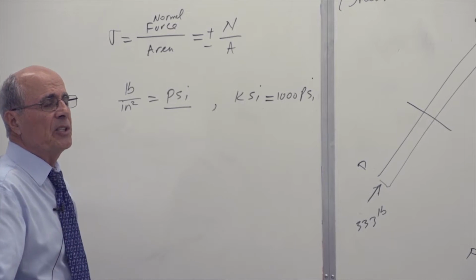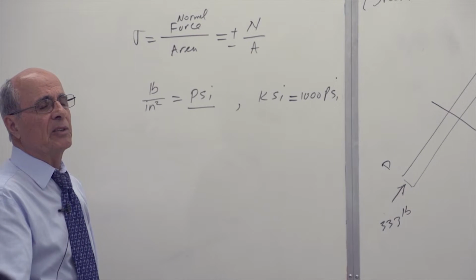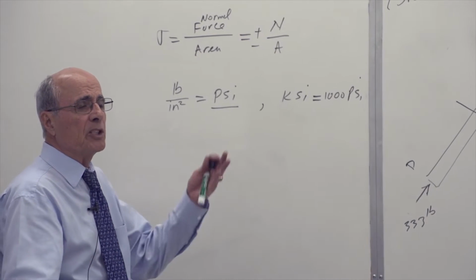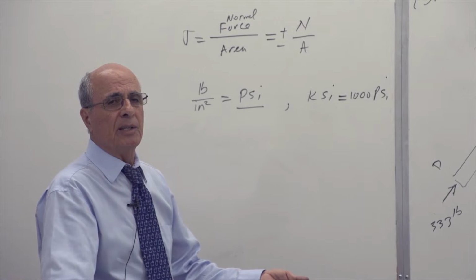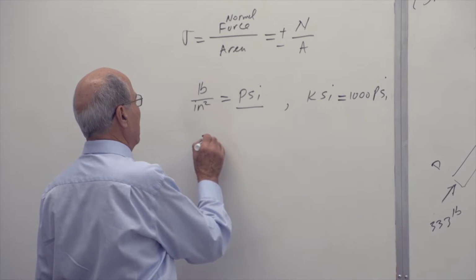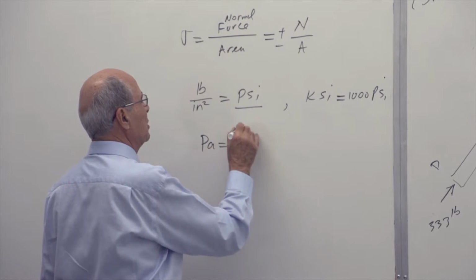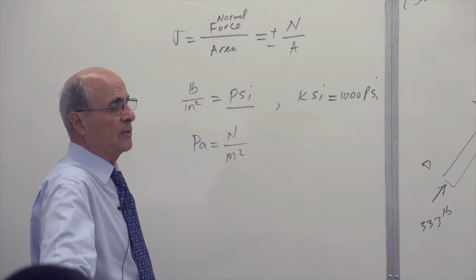Now, in the metric system, what will be the unit? Please pay attention. In the metric system, what will be the unit? Again, what is the unit of force? It is Newton. What's the unit of area? It is not millimeter, it is meter square. Is that correct? So that we call it Pascal. Pascal is equal to Newton over meter square. So we can change that to that system.